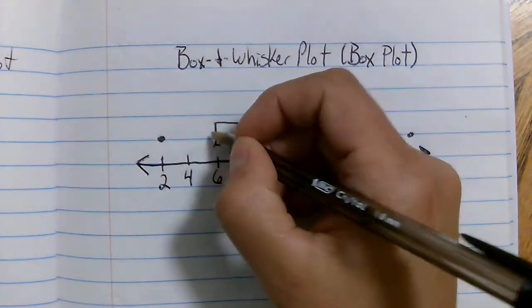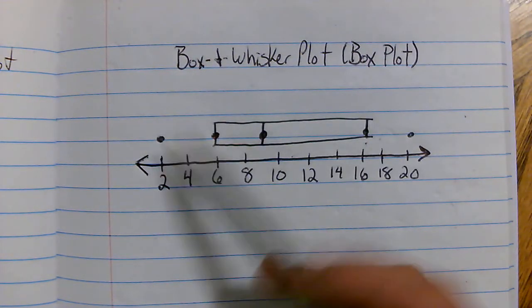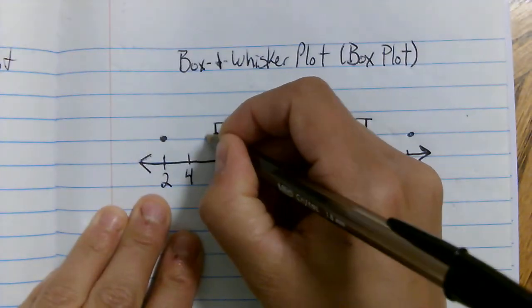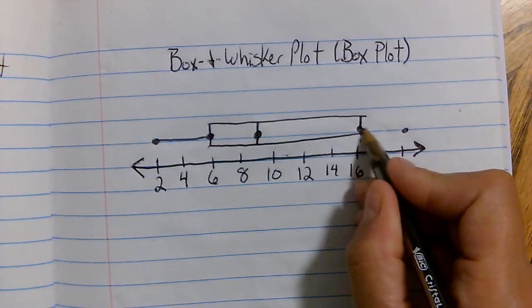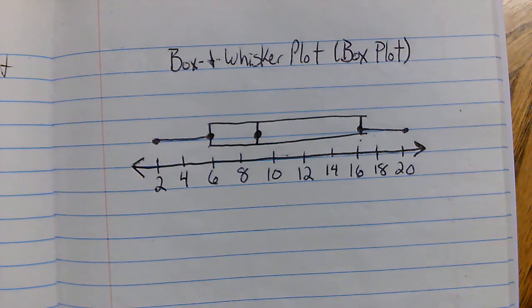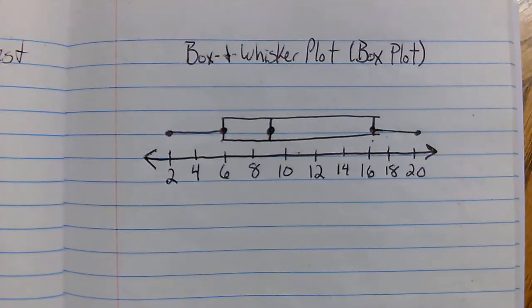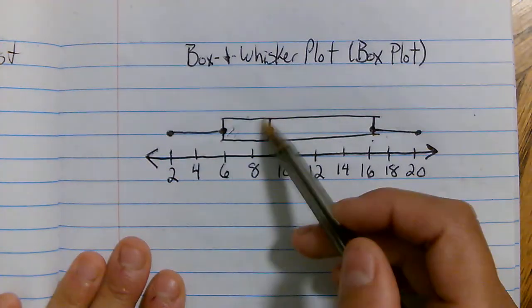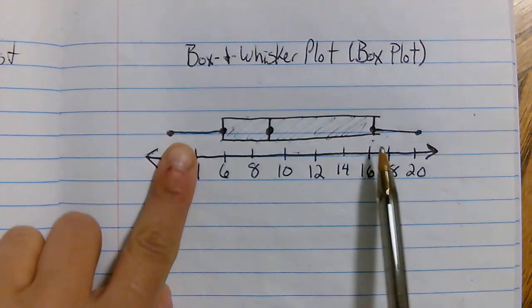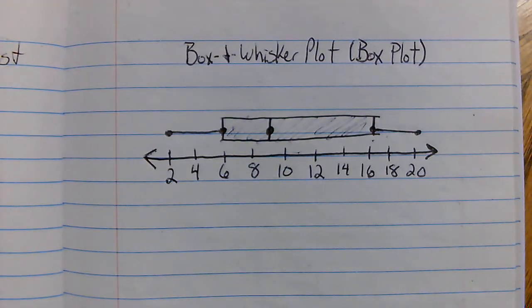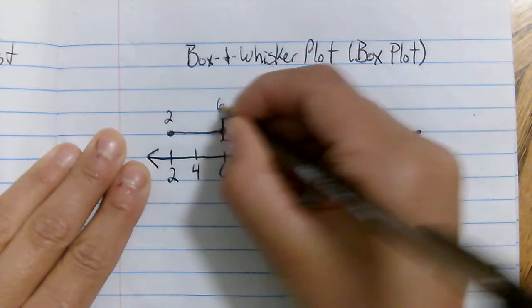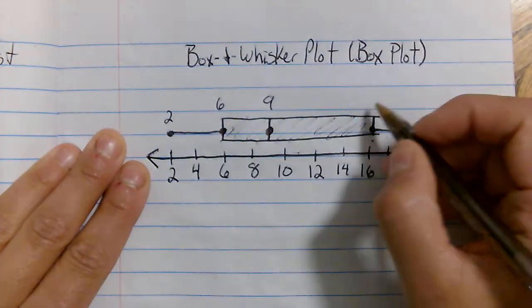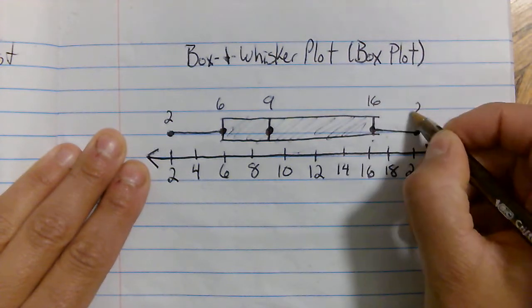And then what I'm going to do from this dot to the last one, I'm going to just draw a line. And from this dot to the last one here, I draw a line. Not straight, but you get the idea. So this here is the box, and these guys here are the whiskers. And I'm just going to write the values above so we can see them clearly. 6, that's 9, 16, and 20.